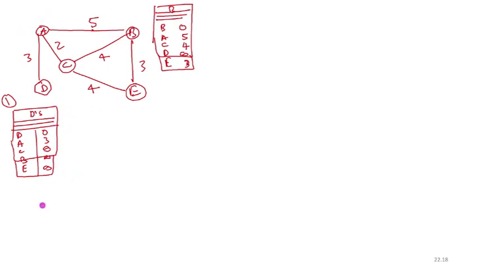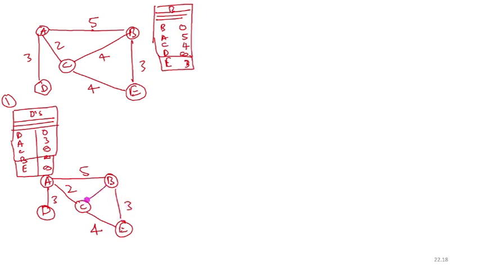After receiving these, each router will know that D is directly connected to A with a distance of 3. Then it will know that A is connected with C with the weightage 2, and A is also connected with B with weightage 5. Then C is connected with E with weightage 4, B is connected with E with weightage 3, and C is connected with B which is 4. So this is the information at each of the routers after sharing.